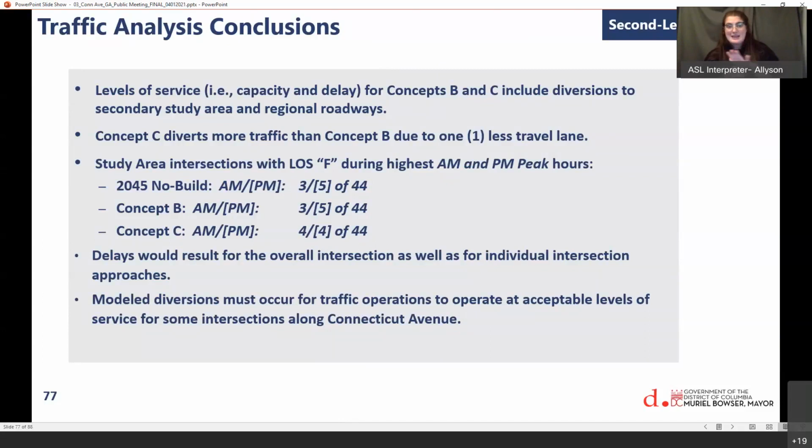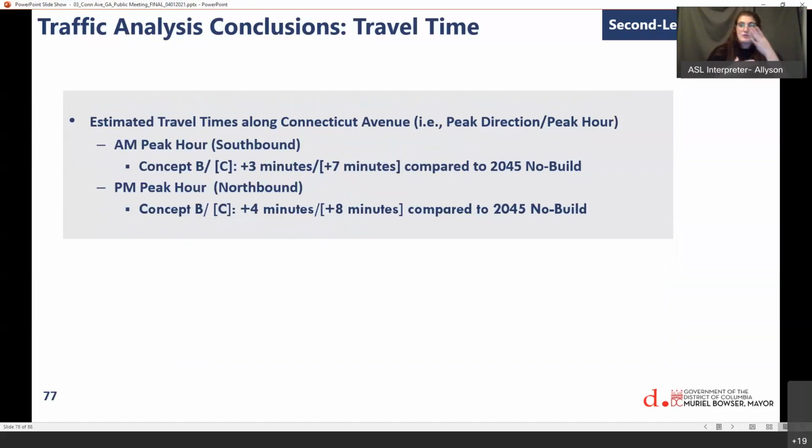we have 3 to 5 intersections of the 44 intersections that we looked at that do have capacity, delay, and level of service issues that are beyond level of service E. Delays would result from the overall intersection as well as individual intersection approaches. And our model diversions must occur for traffic operations to operate at acceptable levels of service for some intersections along Connecticut Avenue.